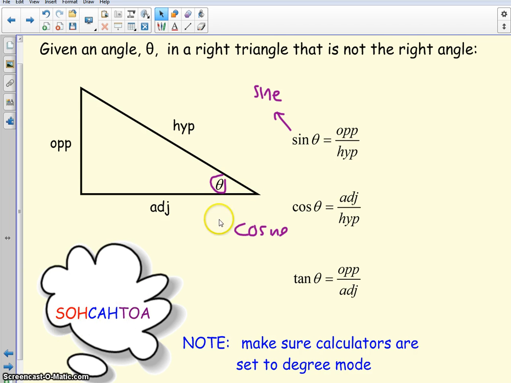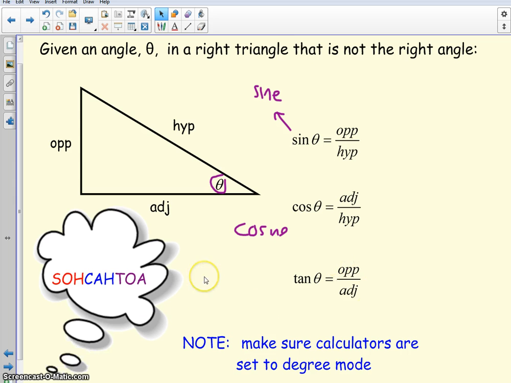So for any triangle with a specific angle, there'll be a specific ratio that exists between these corresponding sides, and the names we give them are sine, cosine, and tangent. To help you remember these, because you're not going to be given these ratios on a test or a quiz, you have to memorize them. This word down here might help you out, SOHCAHTOA. SOH means sine is opposite over hypotenuse, CAH means cosine is adjacent over hypotenuse, and TOA means tan is opposite over adjacent. So you can use that word to help you remember what these ratios are.